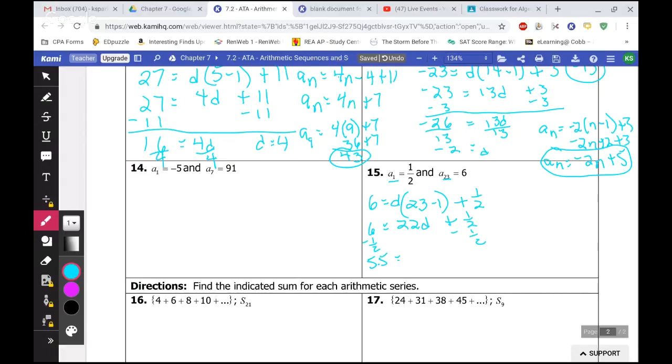And that would be, or you could do 11 over 2, whichever way you wanted to do that. And then you've got 5.5 equals 22d, and you divide both sides by 22, and you get 0.25 for d, or if you would have kept it as a fraction, obviously you would have gotten 1/4.